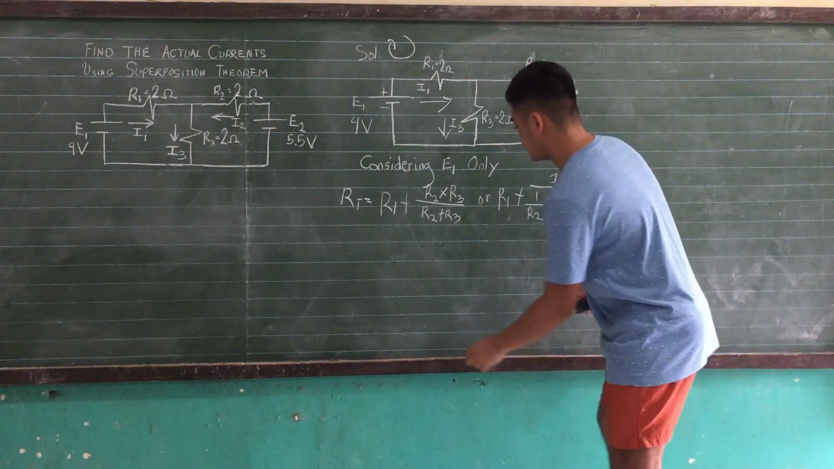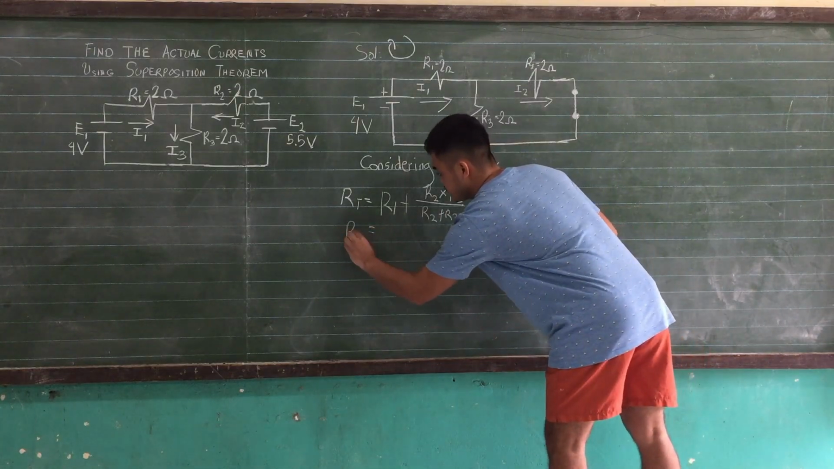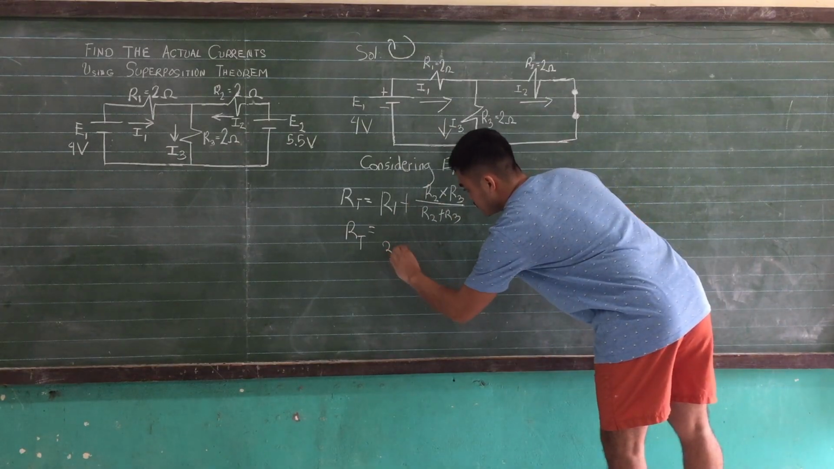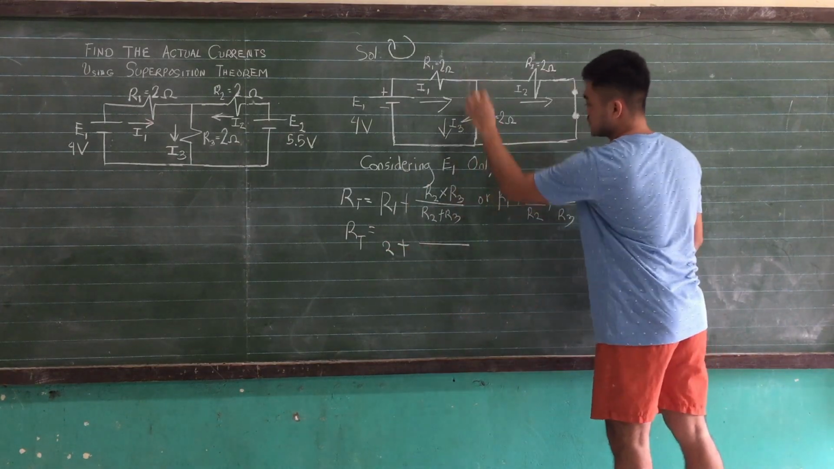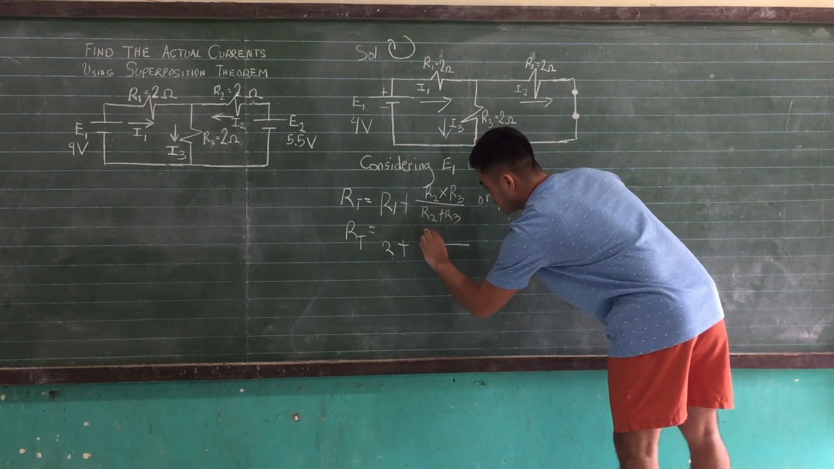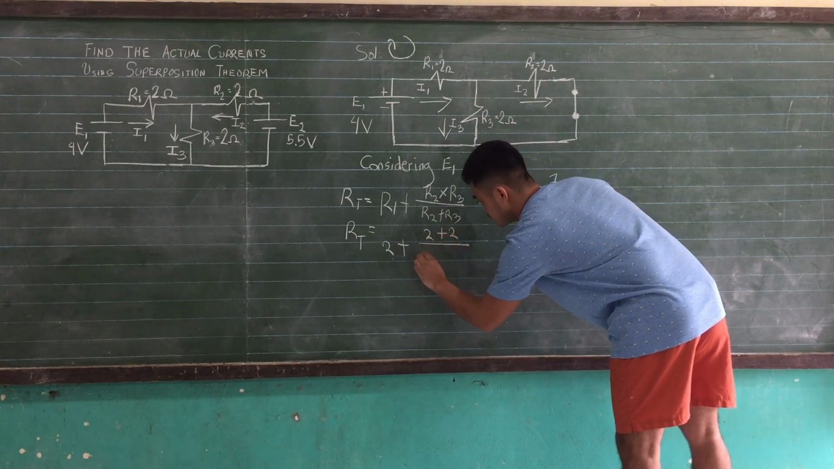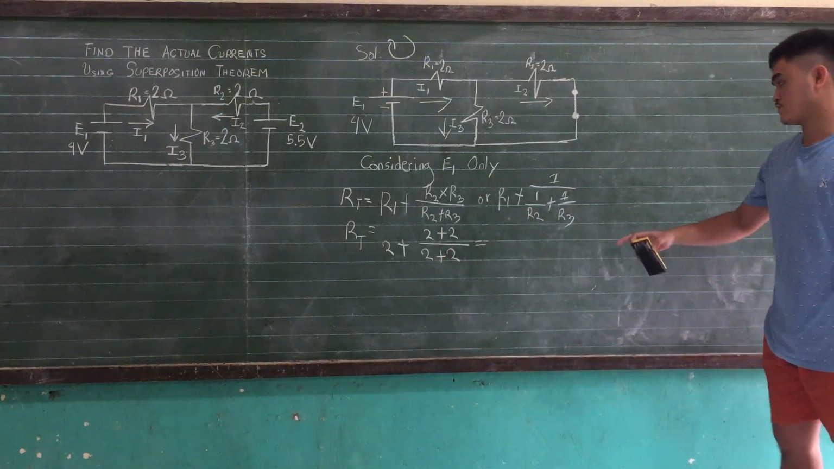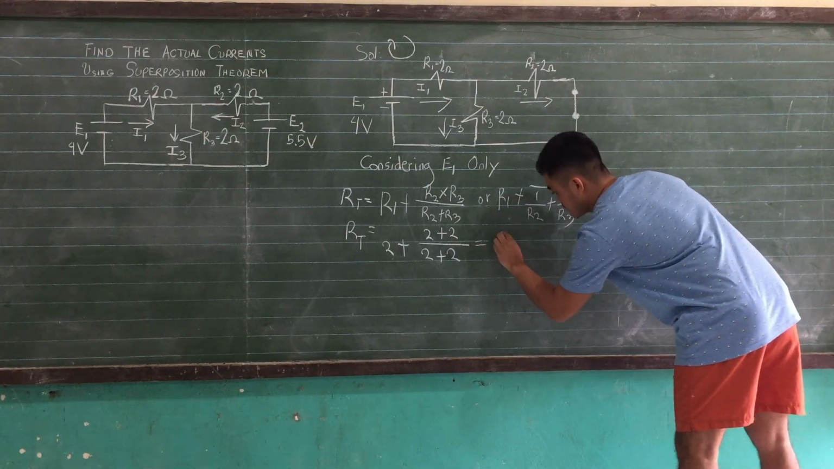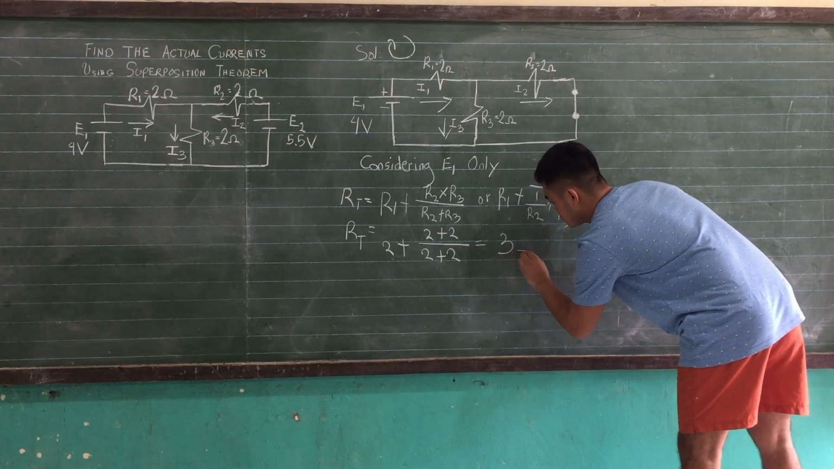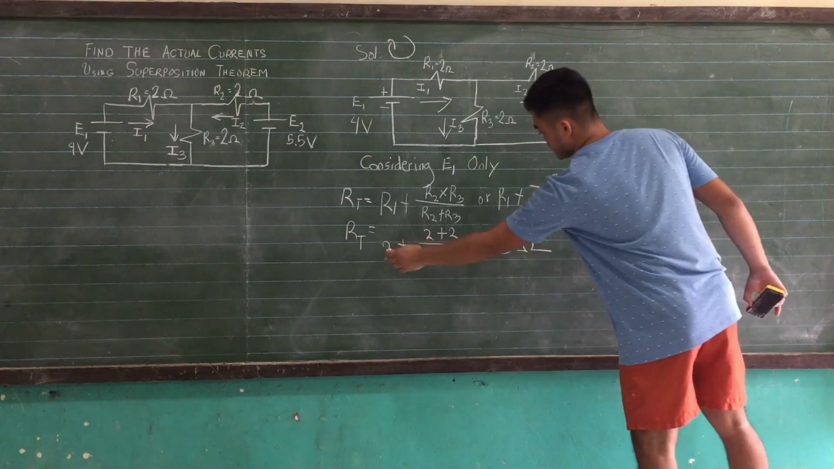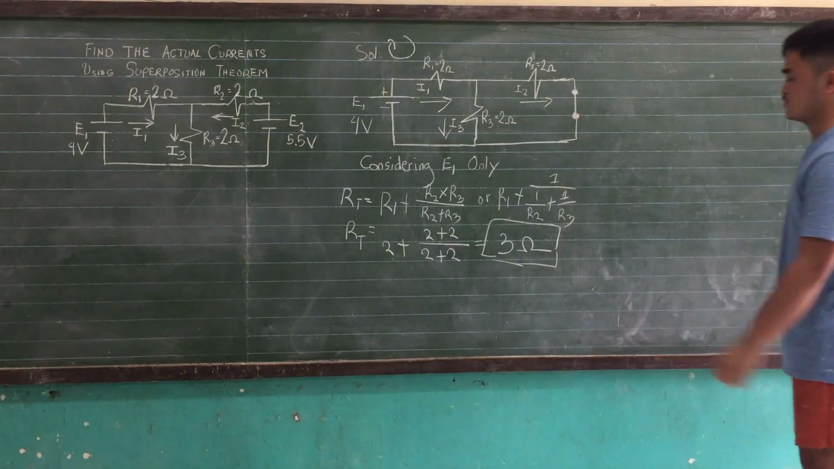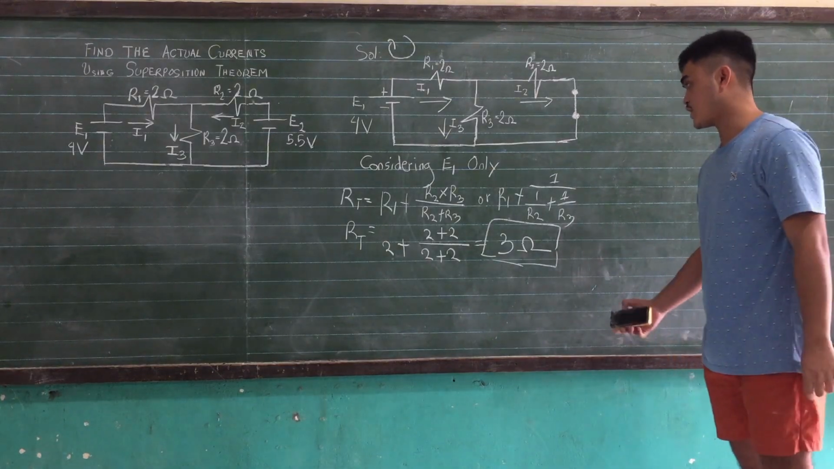So by substitution, our R1 is equal to 2 ohms plus R2 is also 2 ohms and R3 is also 2 ohms, over 2 ohms plus 2 ohms. By computation, nagiging 3 ohms siya. So our R total is equal to 3 ohms. So next, we need to find the I total.